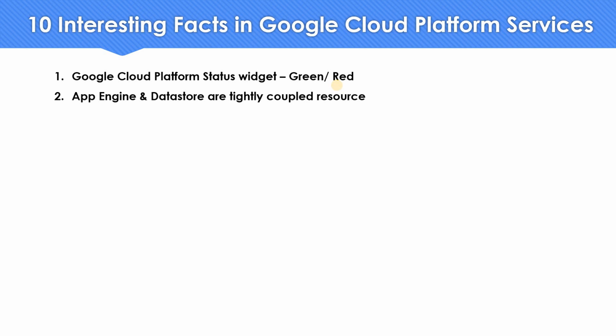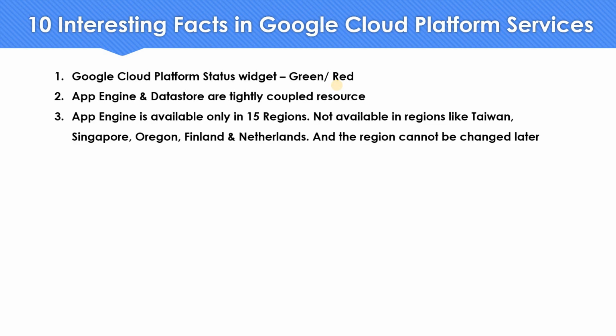All right, moving on to the next interesting fact. App Engine, as most of us know, Google is available in 20 plus regions. So not 20 plus, exactly 20 regions as of today. But App Engine being the first product which Google launched, it is still available only in 15 regions.